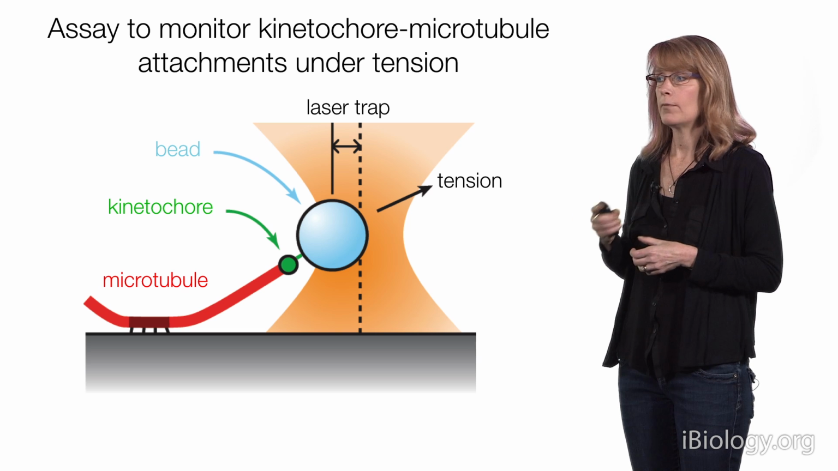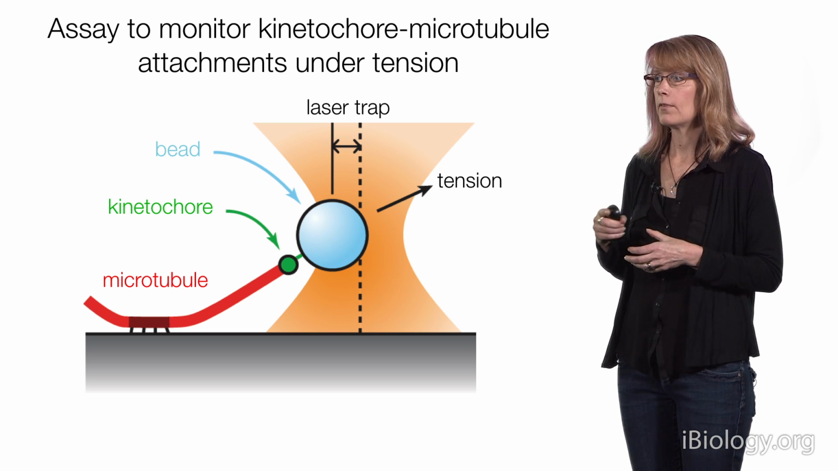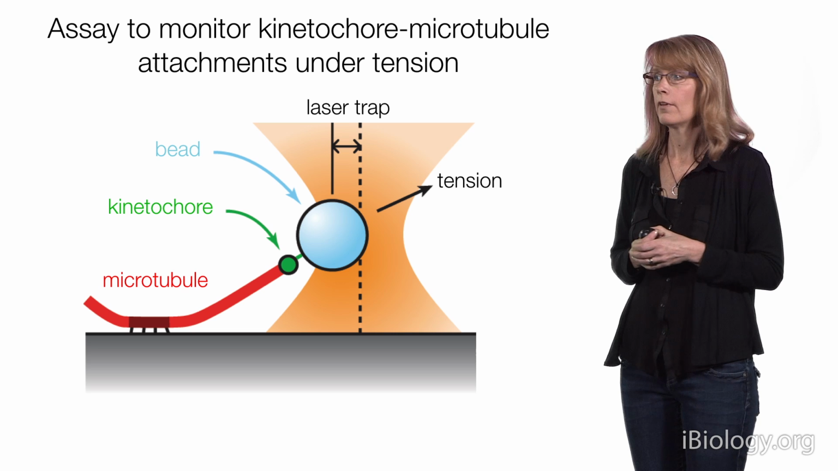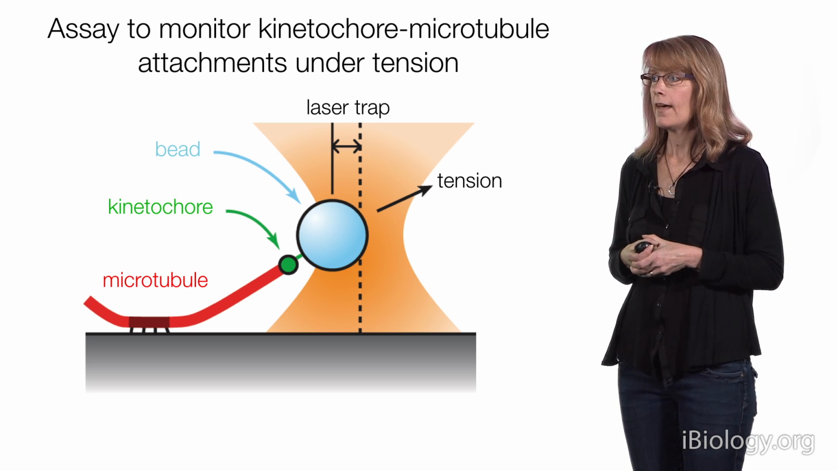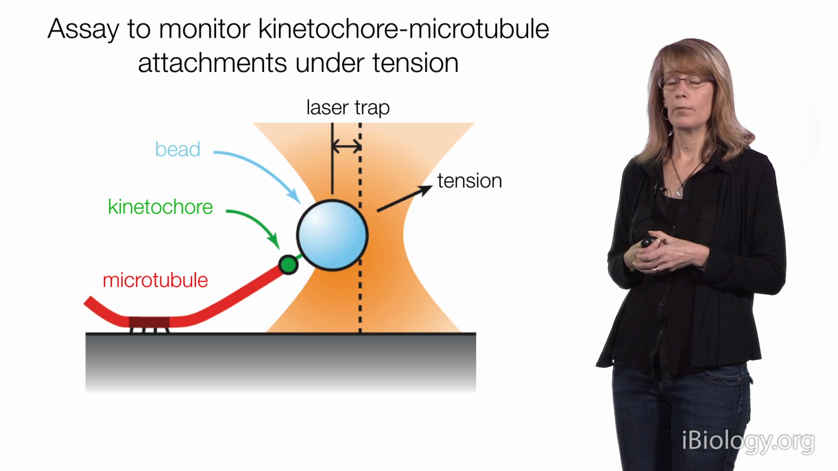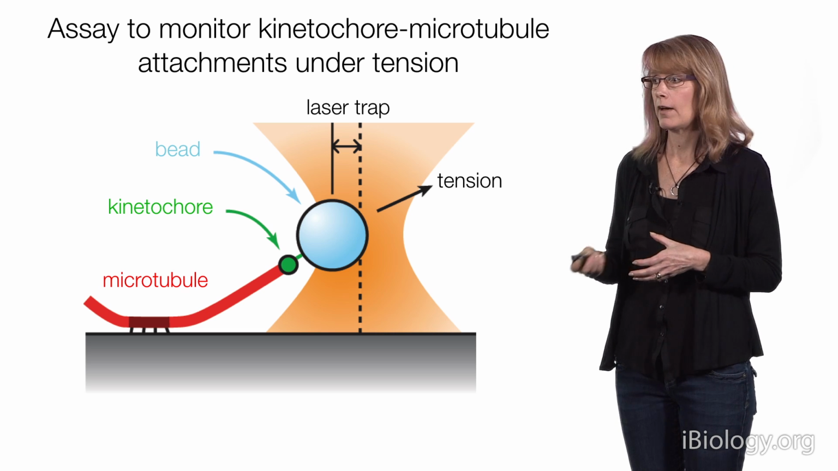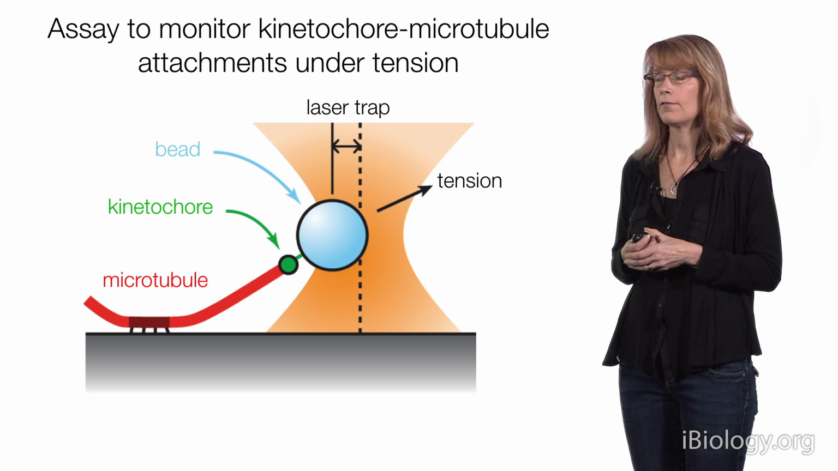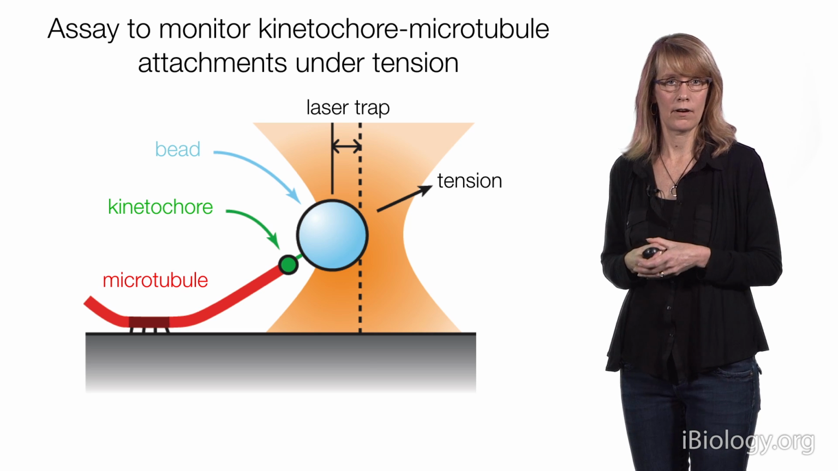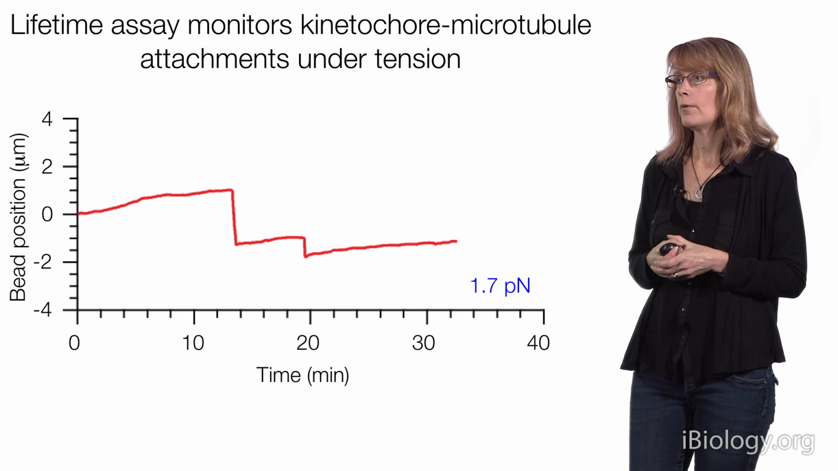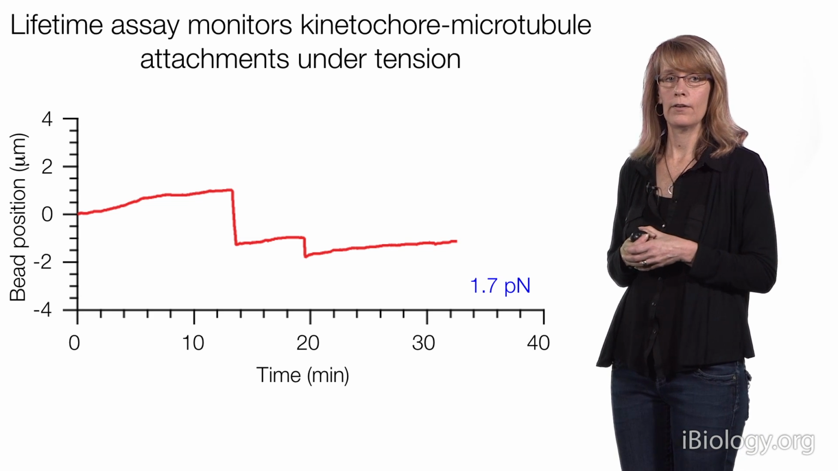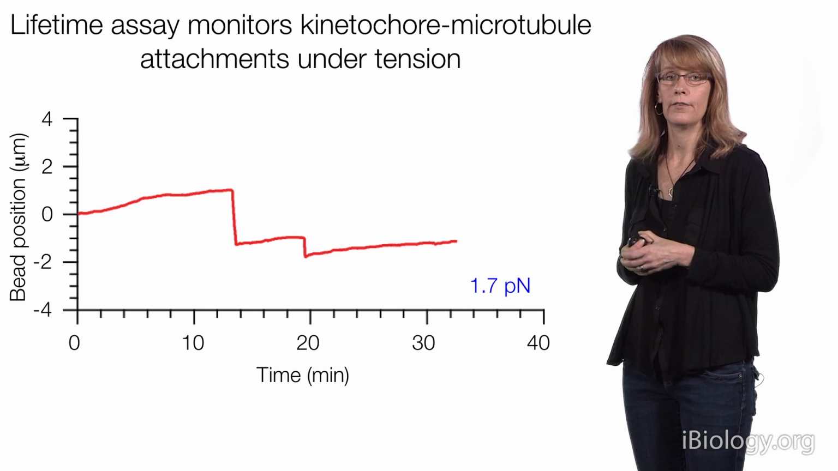We use a laser trap to capture that bead, and then we can position it at the tip of a microtubule so that a kinetochore binds to the tip of the microtubule. And then we can do different things. We can apply tension using a feedback-controlled stage. We can vary the tension, or we can keep the tension constant. So using this assay, we were able to analyze a kinetochore attachment to a microtubule tip under tension.